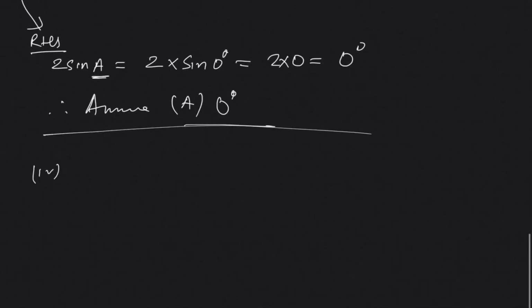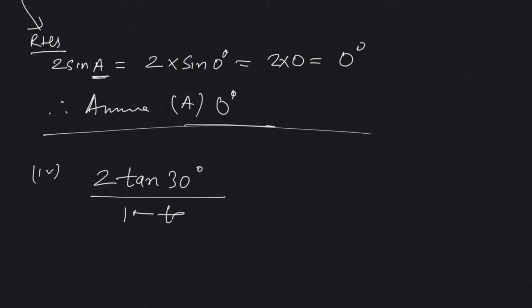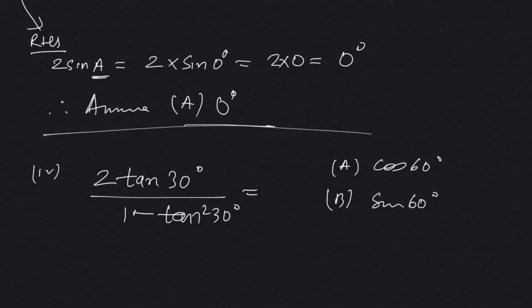Okay, question 4. 2 tan 30 degree divided by 1 minus tan square 30 degree equals. Options are A cos 60 degree, B sine 60 degree, C tan 60 degree, and D sine 60 degree.